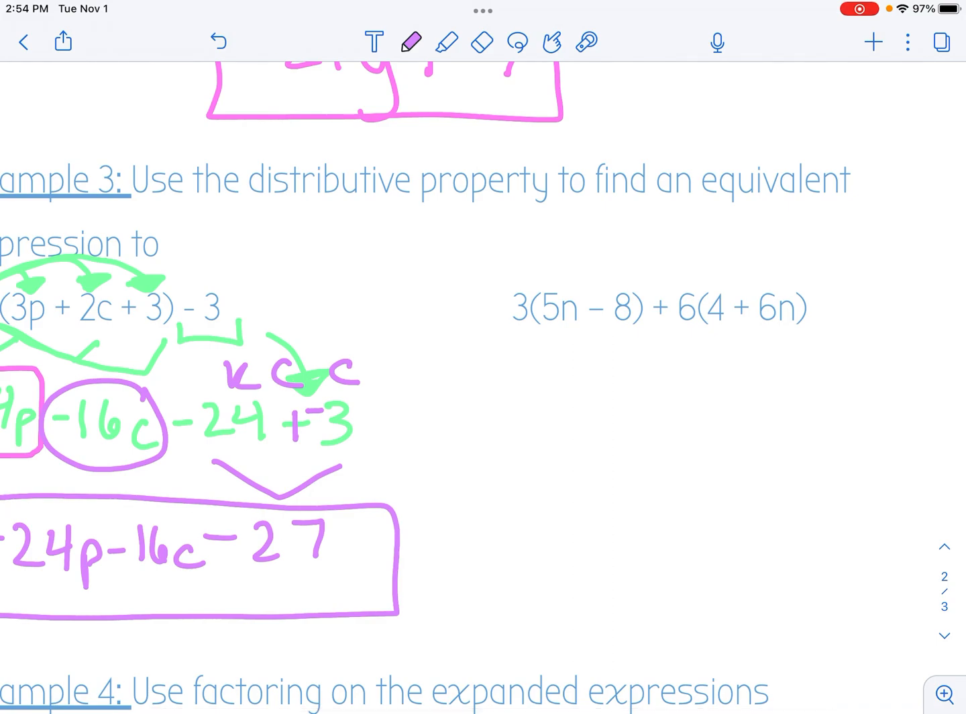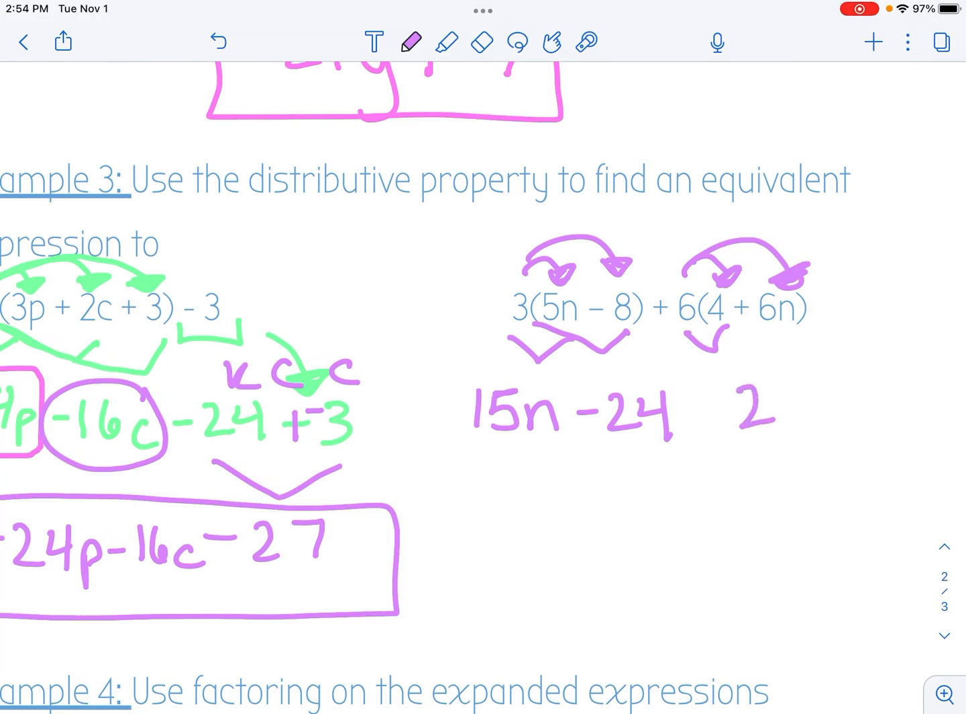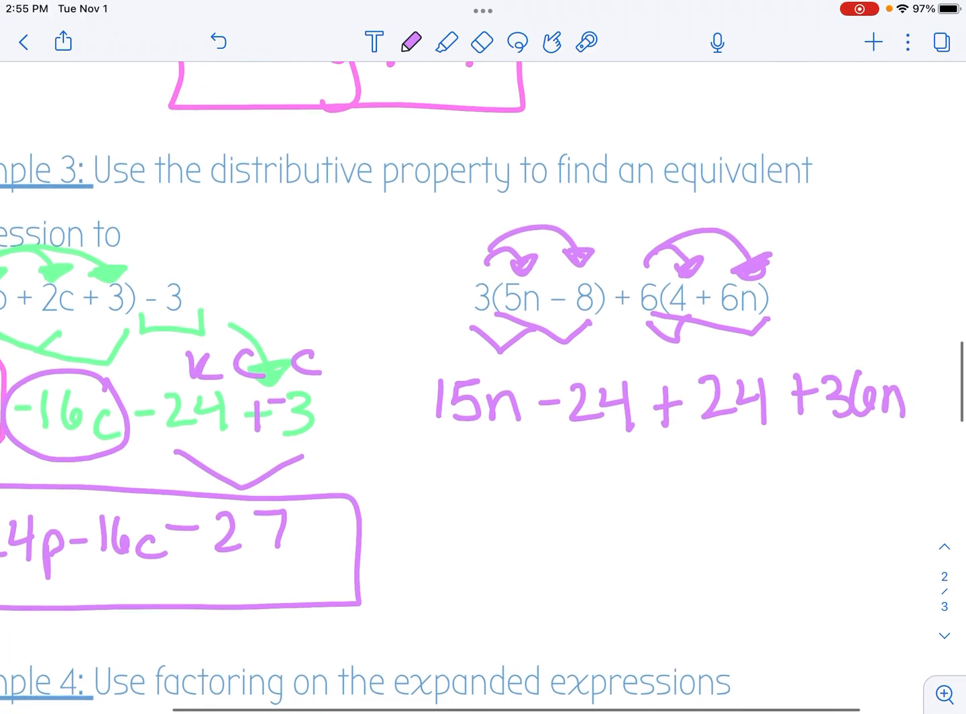Next one, I have to distribute my 3, and then I also have to distribute a 6. First, 3 times 5 is 15, include that n. 3 times negative 8 is negative 24. Next, I have 6 times 4, which is 24. Since it's a positive, I'm going to include my plus sign. And then 6 times 6 is 36. I'm going to include my n.